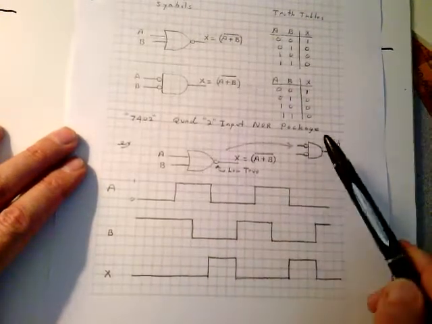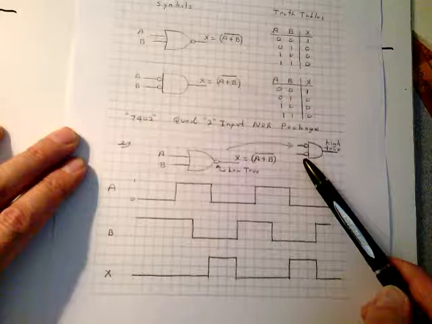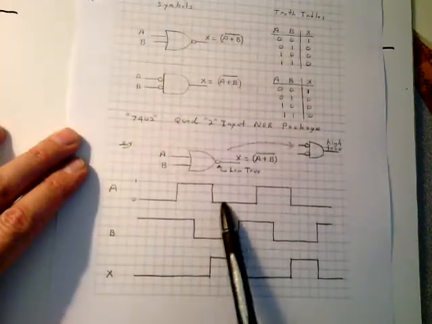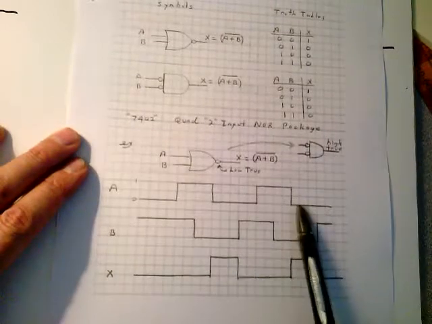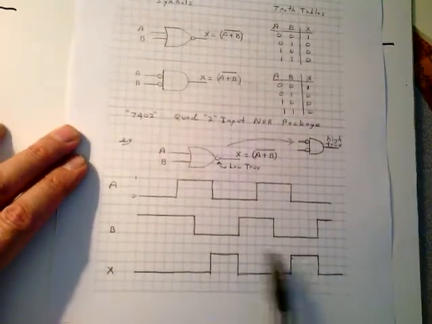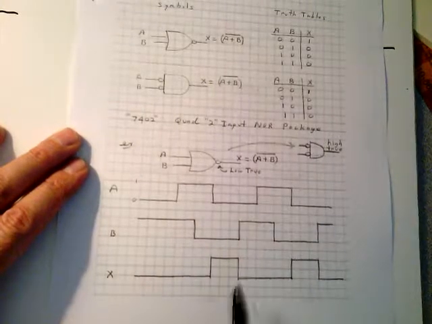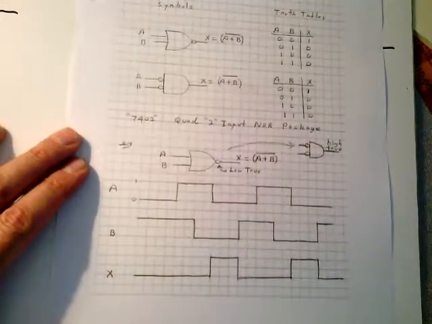This gate says a low here and a low here is the only time you get a high. Well, the only time you're going to get a high is when they're both low. You get the same output waveform no matter what gate you use. They tell two different stories, though, but they implement the logic identically. Make sure you understand that.